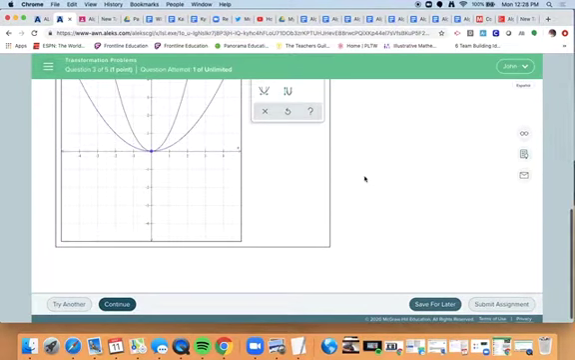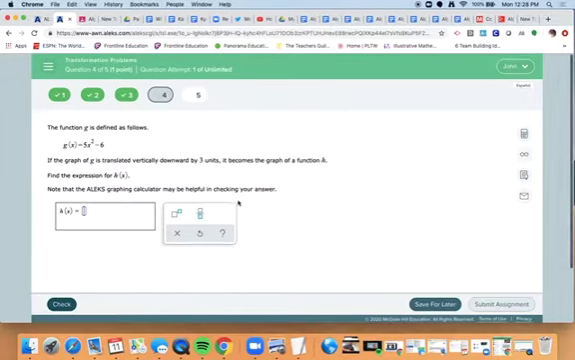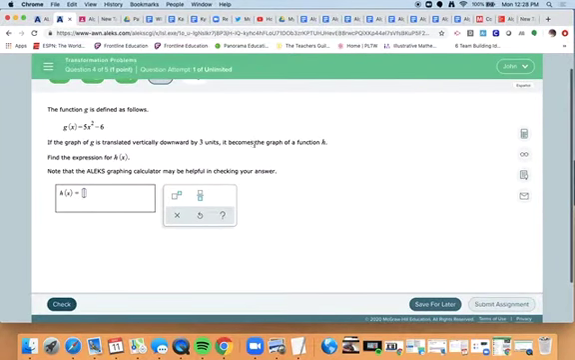Yep. All right. 2 more. Function g is defined as follows. If the graph of g is translated vertically downward by 3 units, it becomes the graph of a function h. All right, so all they're saying is we're taking this and translating it vertically downward by 3 units.